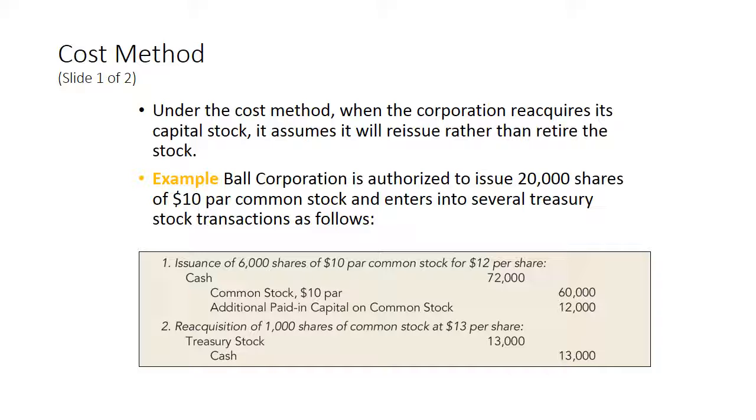We've seen this already. Here's what happens though when the company reacquires out of the market 1,000 shares, paying $13 a share. They debit the contra stockholders equity account treasury stock. So this account balance will decrease stockholders equity on our balance sheet and credit cash for the full amount they paid.